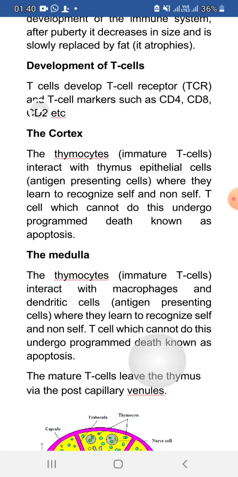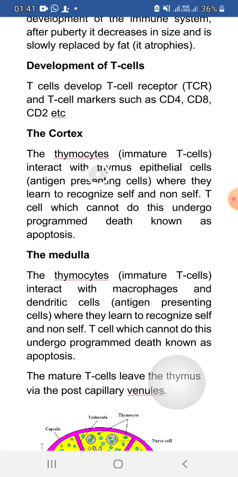Some other things which they acquire are T cell markers. We'll see that some cells are just referred to as CD4. In fact, this is the T helper cell, CD8, the T cytotoxic cell, and CD2. So remember that those are acquired also. So let's then look at what happens finally when the T cell develops.